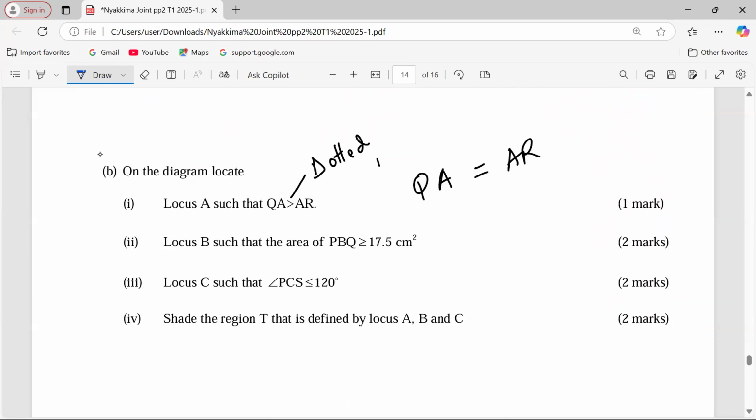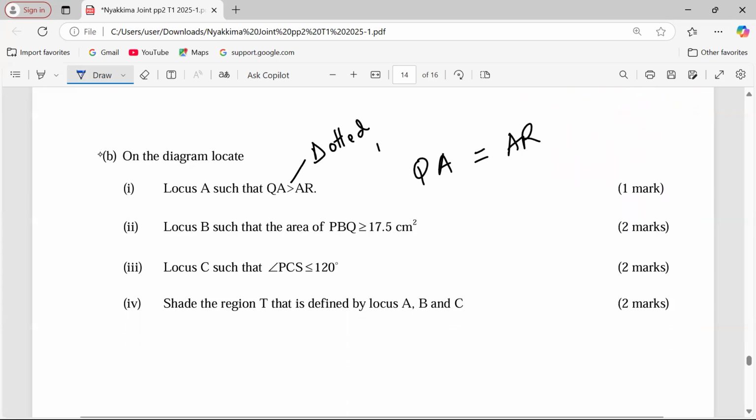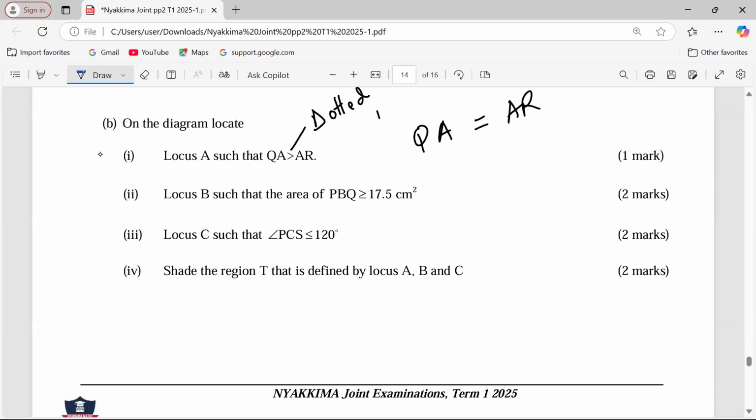The next one, the locus of C. This way, it is supposed to be the angle PCS equals 120. This is called the constant angle loci. And how do we construct it? This time around, it's an angle which is not acute. Therefore, to construct 120, using PS as the chord, we need to obtain 120 here.